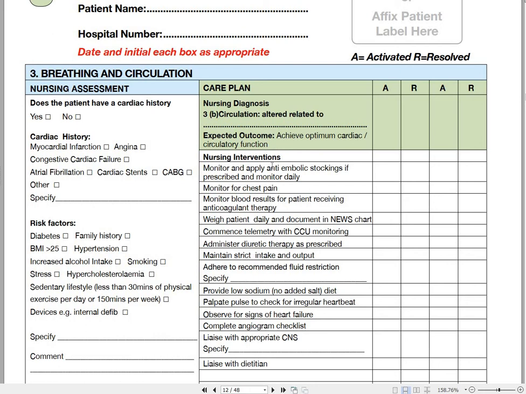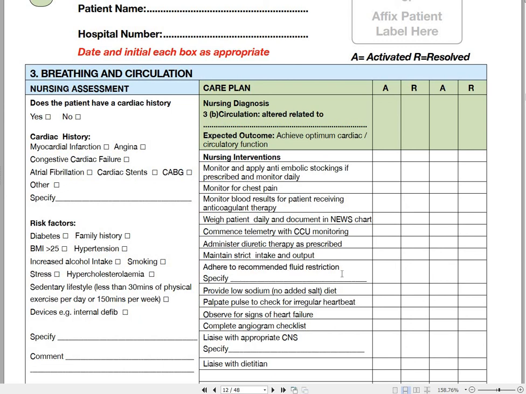So the nursing interventions, so we read down through these and we activate whichever is relevant for our patient. Monitor and apply anti-embolic stockings if prescribed and monitor daily. Monitor for chest pain. Monitor blood results for patients receiving anticoagulant therapy. Weigh patient daily and document on NEWS chart. Commence telemetry with CCU monitoring. Administer diuretic therapy as prescribed. Maintain strict intake and output.